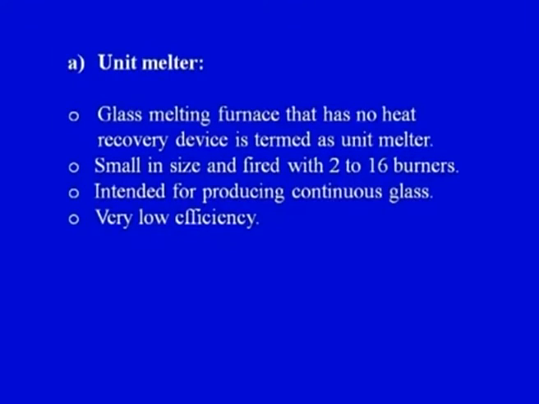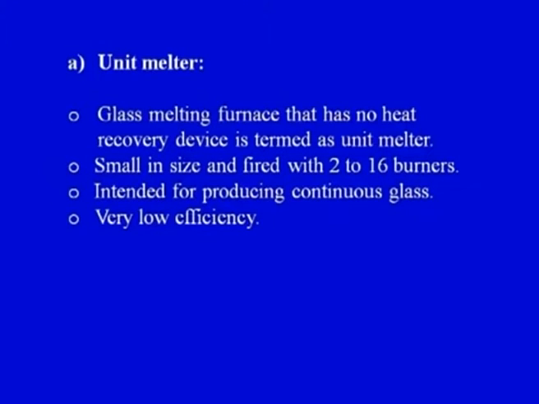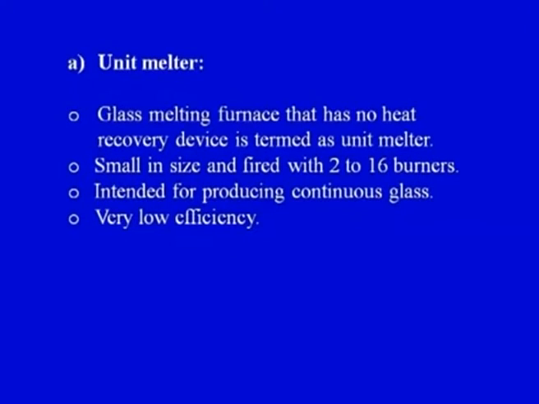A unit melter is a glass melting furnace that has no heat recovery device. So, there is no heat recovery, whereas in other types of melters we will see that there is heat recovery. Small in size and fired with 2 to 6 burners. So, the number of burners that are used for generating the heat may range from 2 to 16. It is intended for producing continuous glass. So, when we have to produce glass continuously, there the unit melter is of best use.